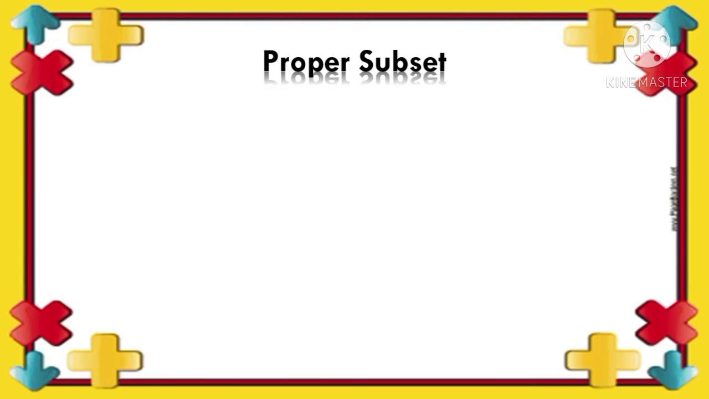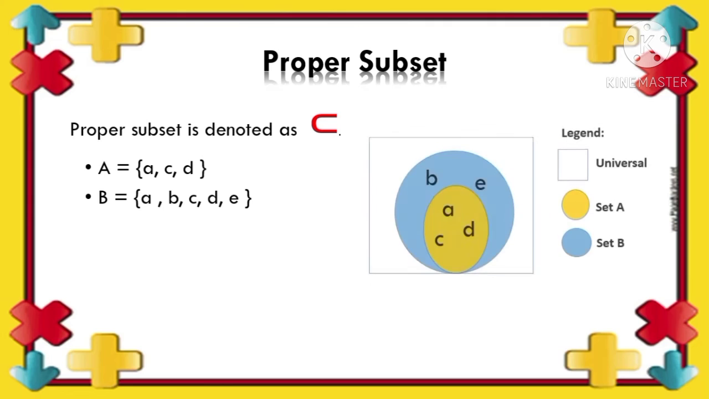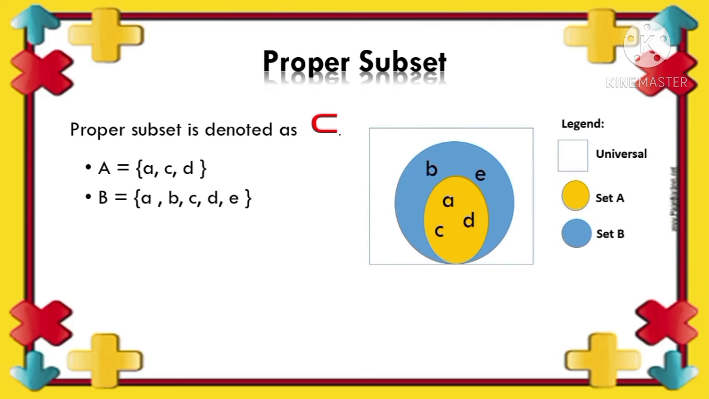Next one is the proper subset. A proper subset is denoted by this symbol. So let's have an example. We have set A and set B again, and this can still be represented by this Venn diagram. A proper subset is like a subset. The only difference is that there should be at least one element that cannot be found from one set in the other set. For example, in set B, D and E cannot be found among the elements of set A. So we can say that set A is a proper subset of set B.